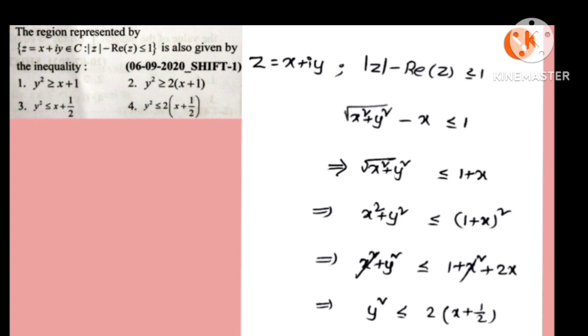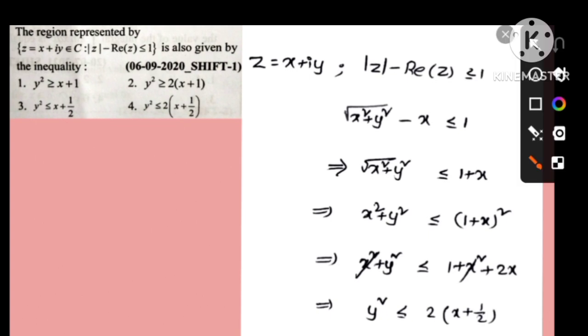See the next problem. The region represented by z = x + iy and |z| - Re(z) ≤ 1 is also given by the inequality. Very easy question. Simply replace z = x + iy in the given condition, then you will get the answer. Okay, that's all. Very easy. So what is given? z = x + iy. What condition is given? |z| - Re(z) is less than or equal to 1.